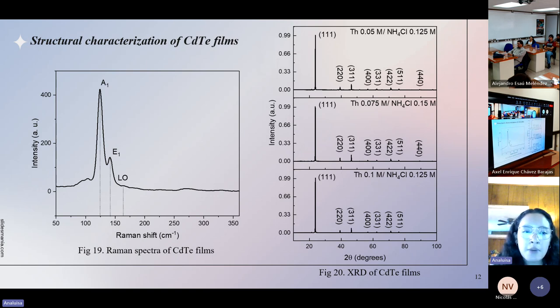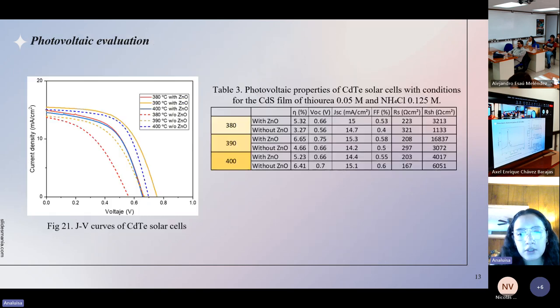Also, we see a very low signal corresponding to the cadmium telluride at 165 centimeters to the minus one, which is according to the reference of bulk cadmium telluride.